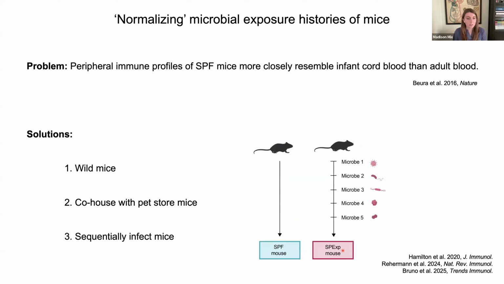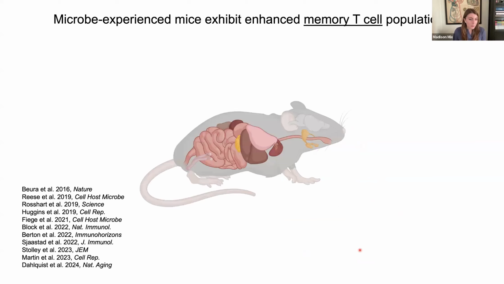Additionally, another idea would be to sequentially infect mice. So you could effectively keep a group of mice as staying SPF and compare them to mice that are sequentially infected with known spacing and known pathogens that have known clearance dynamics, and then study these comparative specific pathogen experienced mice for their immune profiles. Now, these ideas have been around for a while, and I've tried to highlight in this lower left-hand corner several groups that have done a really great job of describing what happens immunologically after co-housing or sequential infection.